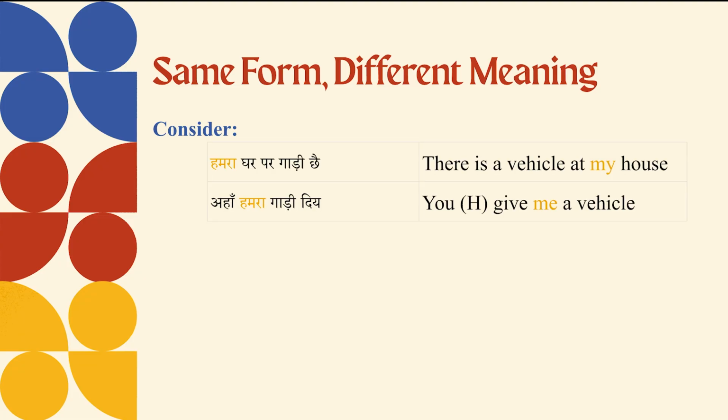So, look at this sentence, हमरा घर पर गाड़ी छै. This sentence means there is a vehicle at my house, and अहाँ हमरा गाड़ी दिया, which means you give me a vehicle. Now, in both of these sentences you see the word हमरा has been used, which is the objective case pronoun.